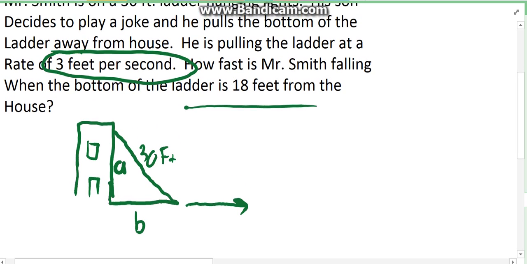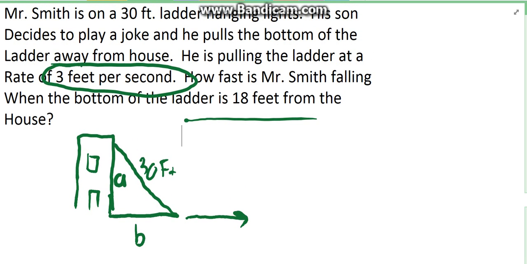So here are the steps that you should go through with related rates questions. First you should draw a picture, which I've done. It's like a work of art down here. Label everything in your picture that is not changing, the constants. The only thing in this triangle that's not changing is the 30-foot ladder. That's always 30 feet. But the base of that triangle is growing, and the side of the triangle is shrinking, decreasing. So I gave those variables.